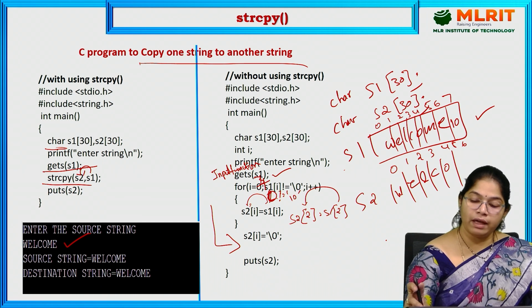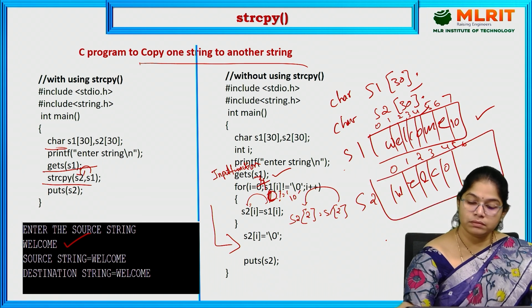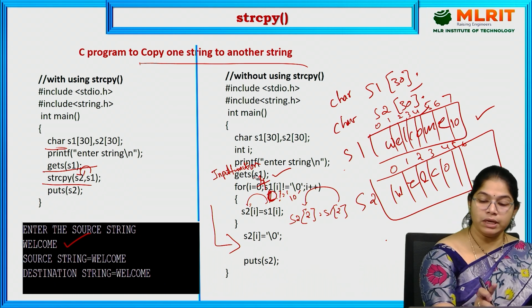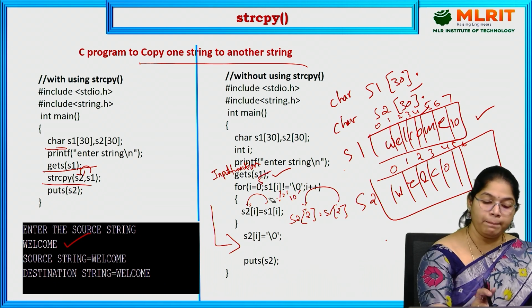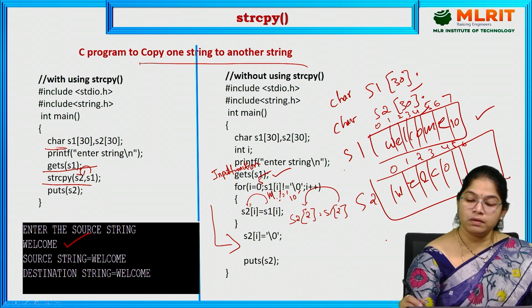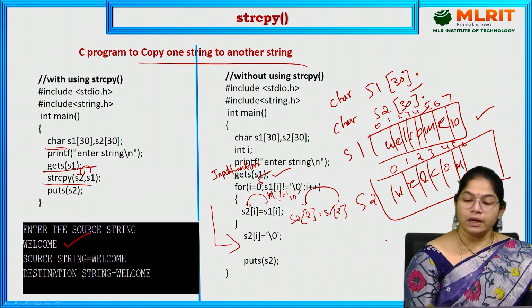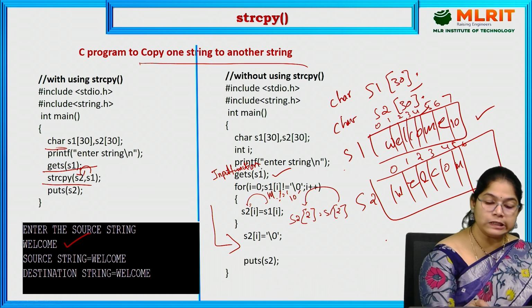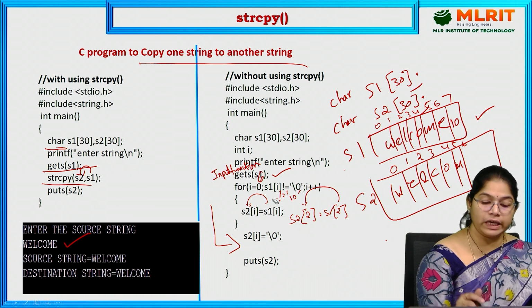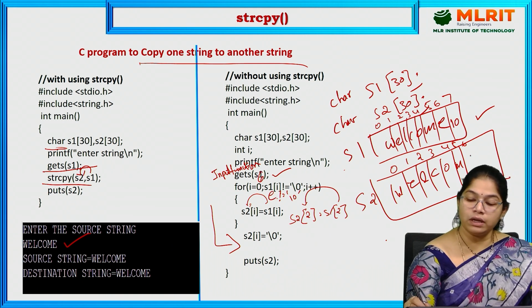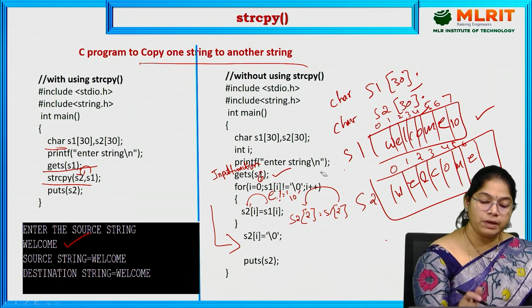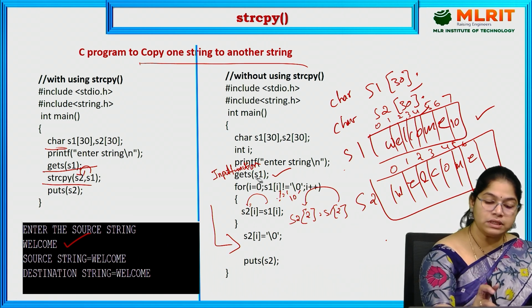Now again, I plus plus, now I becomes 5, condition is true. In S1 of 5, we have M. M not equal to null, so it will be copied. Again, I plus plus, now I becomes 6. In S1 of 6, we have E. E not equal to null, so it will be copied in S2. Again, I plus plus, now I becomes 7.